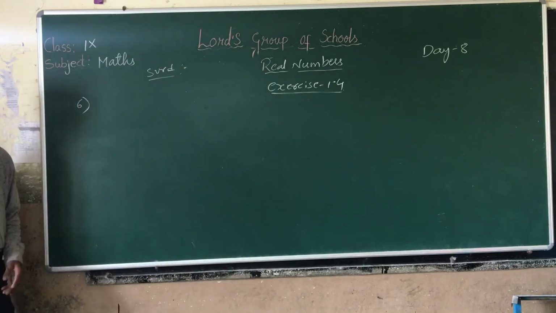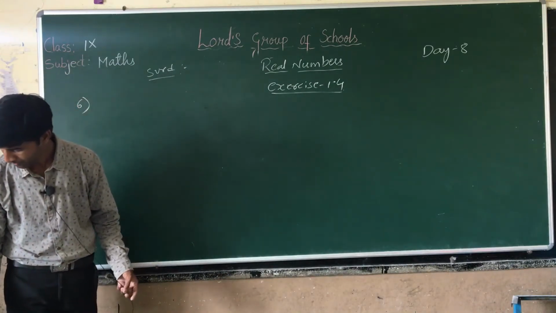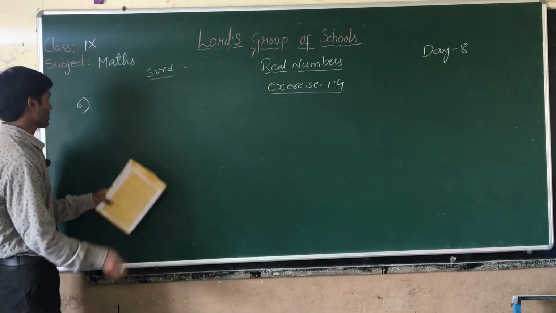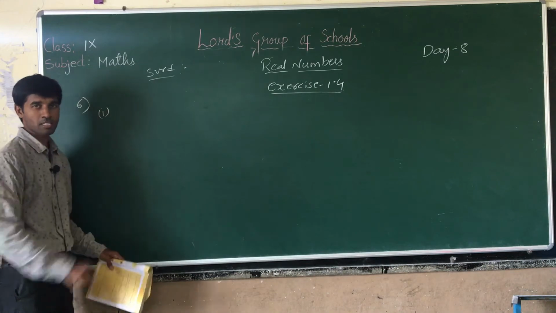Sixth bit is also the same, that is, rationalize the denominator. This you can do. One problem I will tell you, that is the first one. This is also rationalize the denominator.